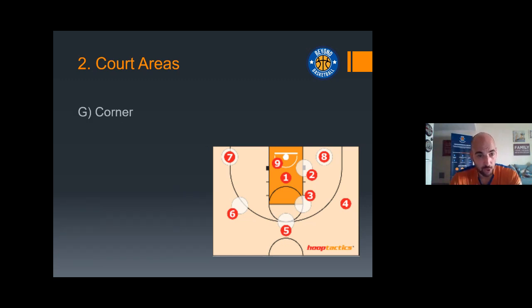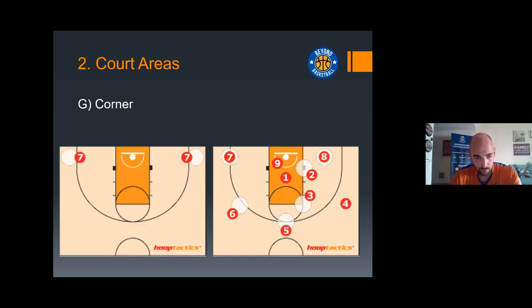Okay, so next one will be the corner area. The corner area is where the sideline and baseline meet. This is another favorite area from which players like to shoot. I don't know if you know, maybe Ray Allen, he likes that spot in the NBA. He shot from that spot very, very often. He was very good from that spot.